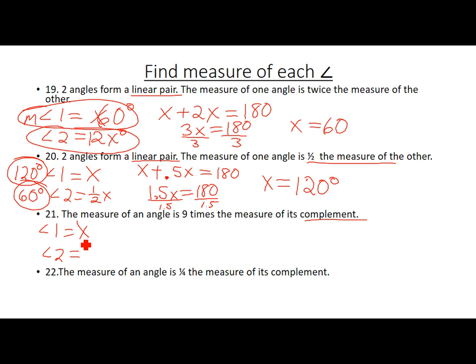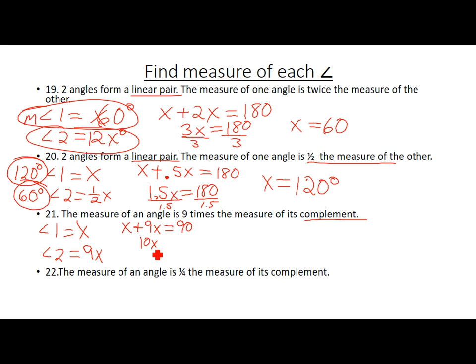The other one is what in relationship to that first one? 9 times it. So how am I going to write that? 9x. But you're talking about the equation. What's complement mean? Equals 90. So these two should add up to 90. Now the equation. X plus 9x equals 90.